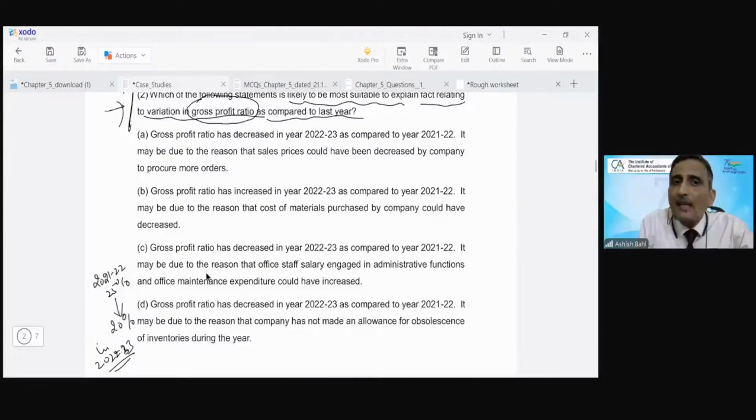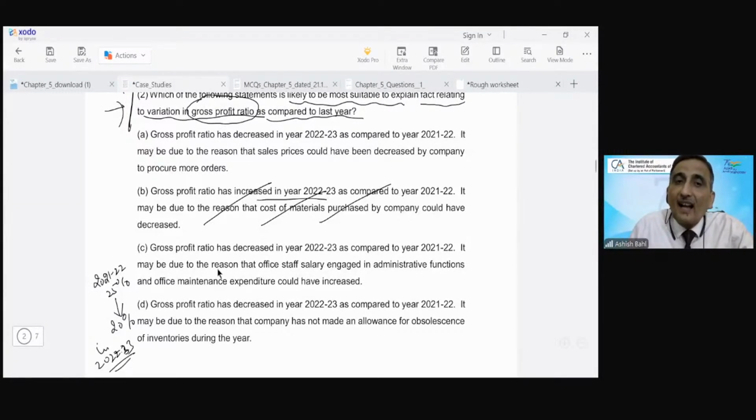So now see quickly the options. One option is stating increase: gross profit ratio has increased in year 22-23. So this is incorrect totally. This is blatantly wrong. Okay. Yes, decrease, all of you have calculated the ratio correctly.